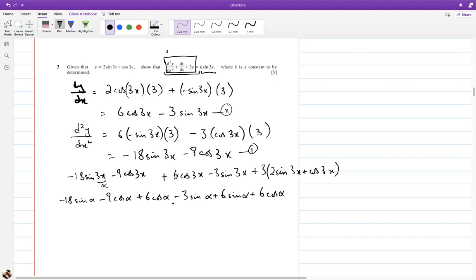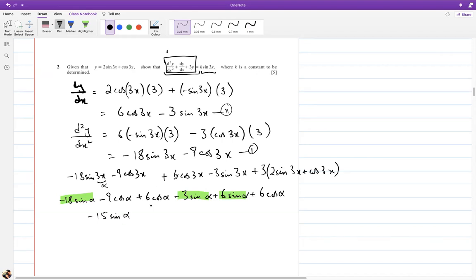Okay. Now, obviously, what does it become? So minus 18 sine alpha minus 3 sine alpha. If you notice, this is sine alpha, this is sine alpha, and this is sine alpha. So combining all of them, what do you get? So minus 15 sine alpha, right?